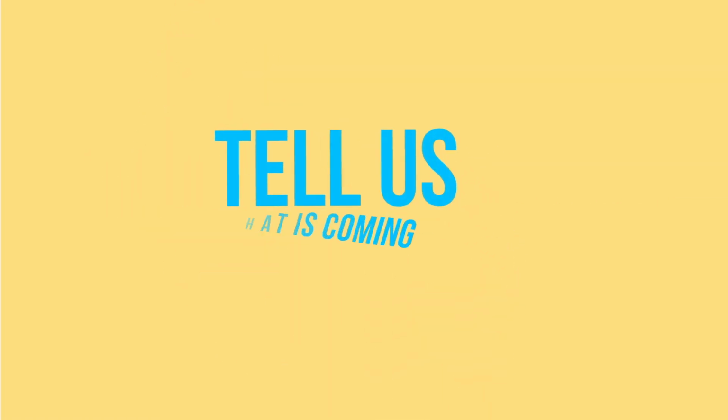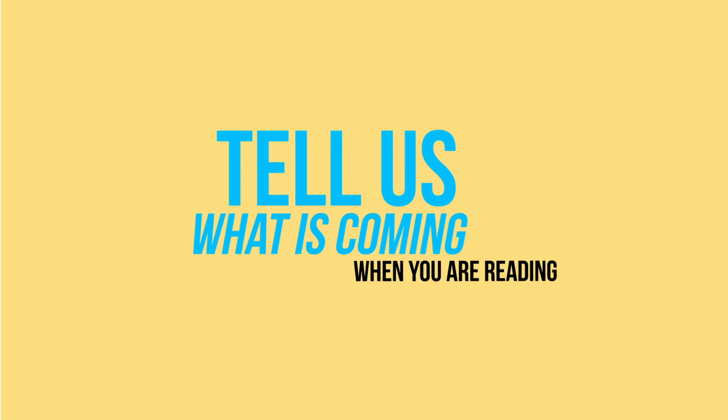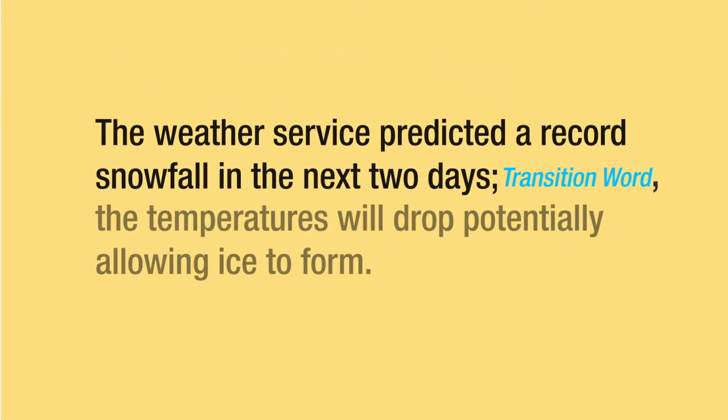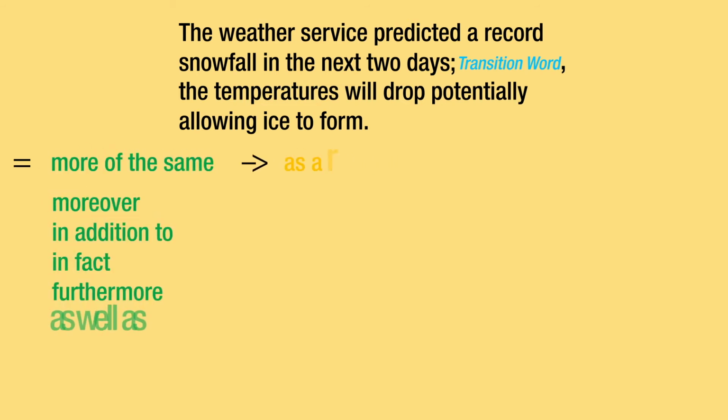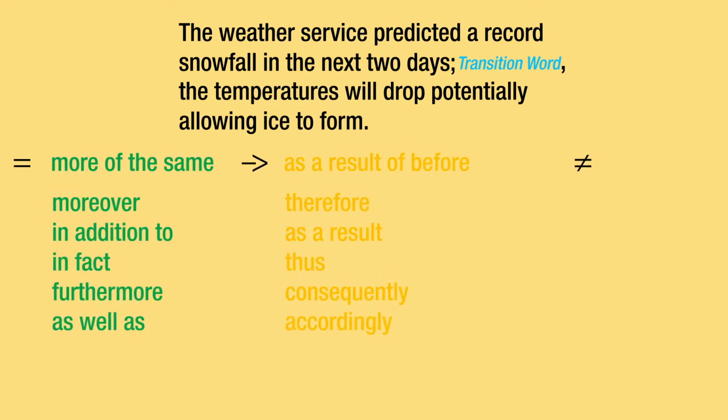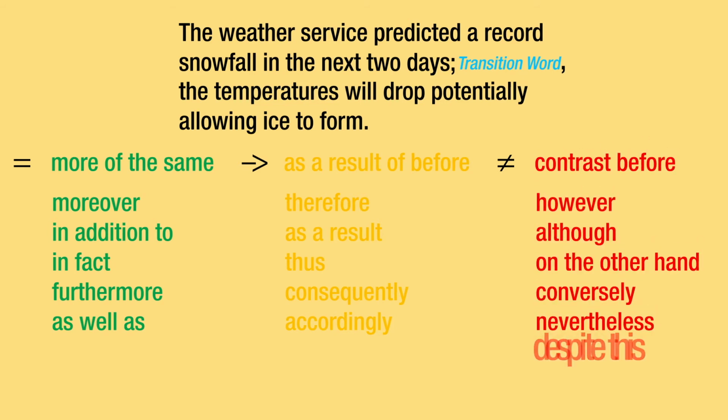So remember, transition words matter. They tell us what is coming when we're reading. Plus, when you are asked to select a transition word that best fits the context, you need to be sure that you have read both what came before and after. Otherwise, how will you know if you want a word that means more of the same, a result of what came before, or the opposite of what came before?